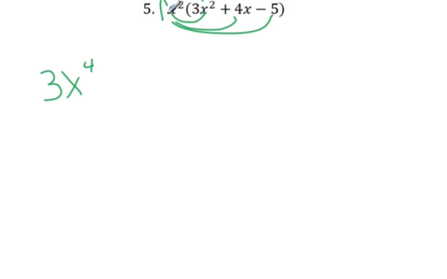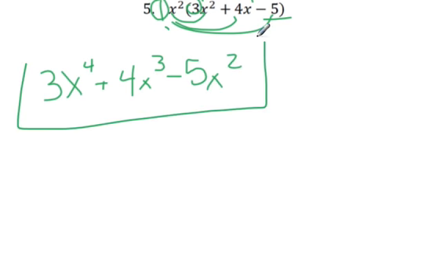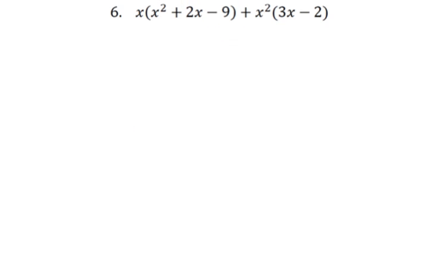Basically, we're taking 1 times 3. Remember, you're multiplying those coefficients. For the next one, 1 times 4 is 4x squared, and then there's actually an exponent of 1 with that 4x. So we need to multiply x squared times x to the first, which means we need to add the exponents and get x cubed. X squared times a negative 5 is going to give us a negative 5x squared. So this right here is your final answer for number 5.